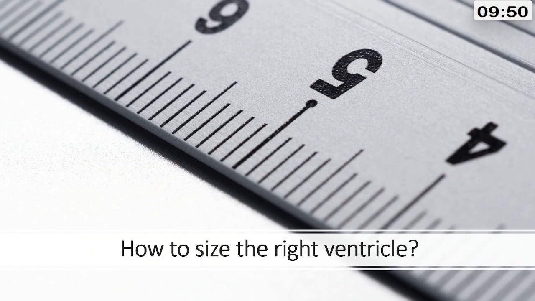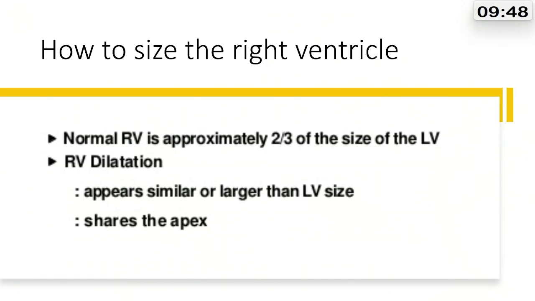We need to know how to size the right ventricle. Normally, the very classic sizing is by eyeballing. Normal RV is approximately 2/3 of the size of the LV or less. RV dilatation appears similar or larger than the LV size, and it shares the apex formation with the left ventricle.